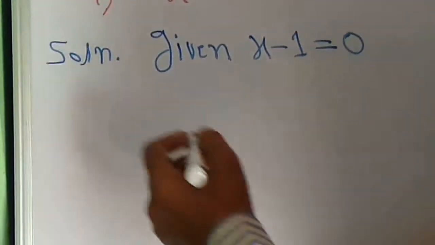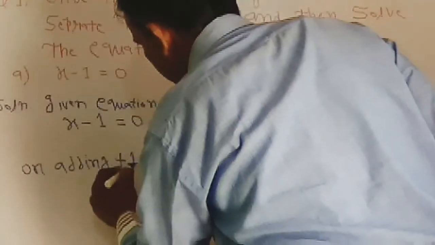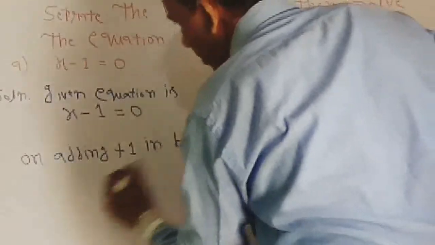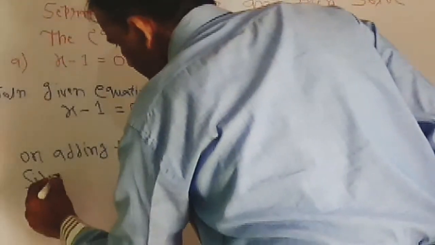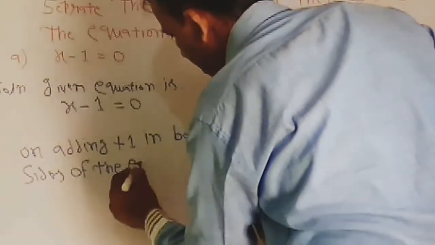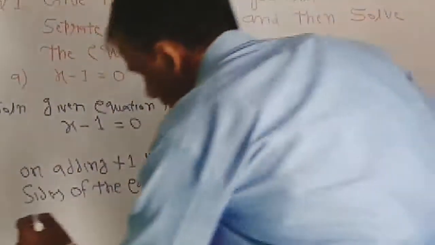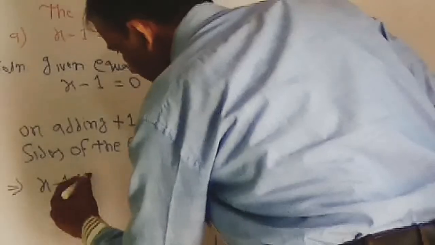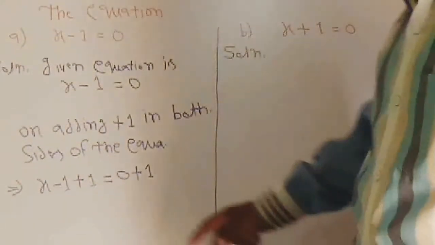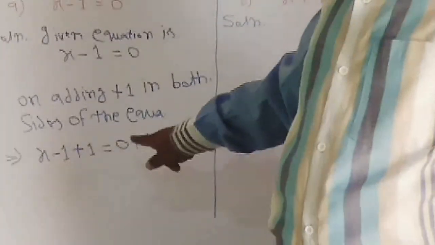We are writing like this: on adding plus 1 in both sides of the equation. It shows is equal to 0 plus 1. So after adding, it looks like this. It is x minus 1 plus 1 is equal to 0 plus 1.